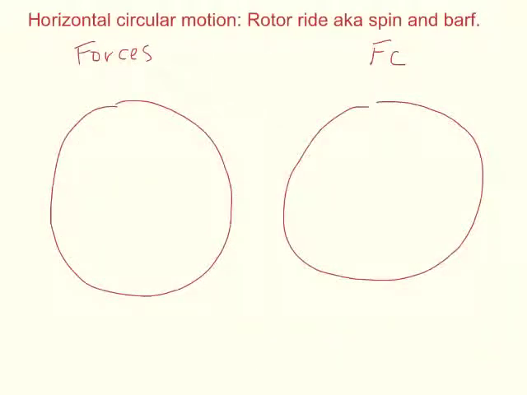Another horizontal circular motion, and I will admit I did make a mistake when we talked about this originally, so pay close attention here, is the rotor ride, or what we talked about in class as the spin and barf. This is the ride where, kind of like from when I was a kid, it looked like a spaceship, and it spins really fast, and once it gets to a high enough speed, the floor drops out, and you are stuck to the wall.